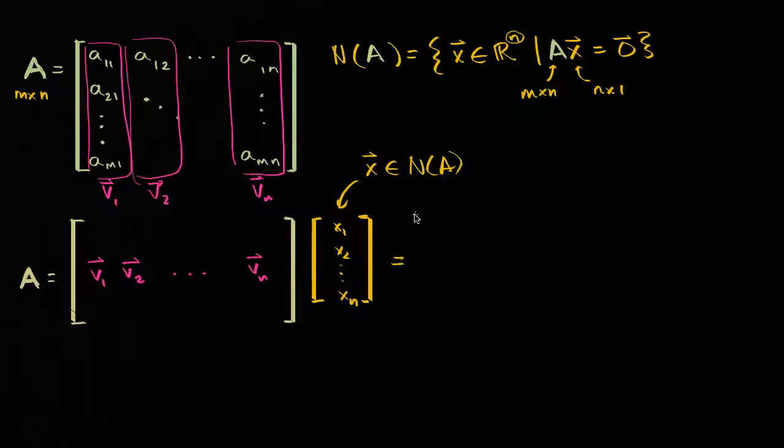And once again, the 0 vector is going to be an m by 1 vector. It's going to have the same number of rows as A. So I'll try to make the brackets roughly the same length, and there we go.